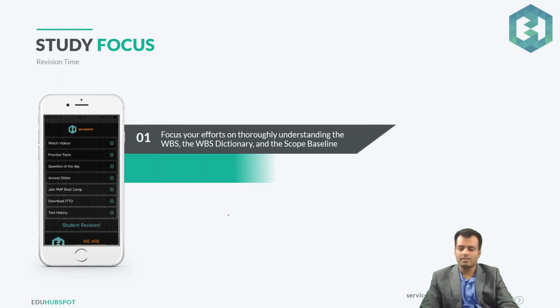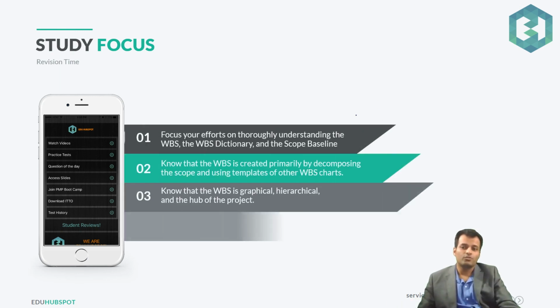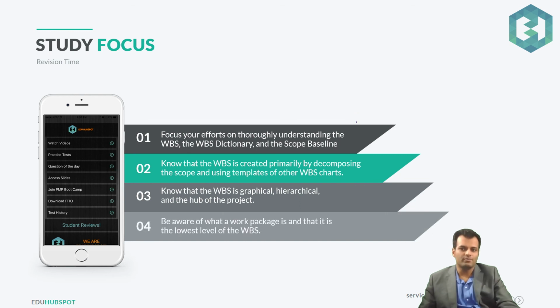Okay, let's do a quick revision. What all things did we discuss? Focus your efforts on thoroughly understanding the WBS dictionary and the scope baseline. Remember, the baseline is your original plan plus any approved changes to that. The scope baseline contains four things. First, we discussed the approved scope statement, then we got the WBS, then the WBS dictionary, then the planning package. All of those are part of your scope baseline. Important question: which of the following is part of the scope baseline, or which of the following is not part of the scope baseline? Know that the WBS is created primarily by decomposing the scope and using templates of other WBS charts.